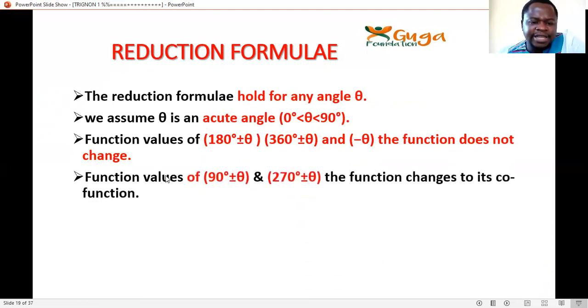And then the function values of 90 degrees plus or minus theta, or 270 minus or plus theta, the function changes to its cofunction. But note that in your syllabus, this 270 is not there. So for you, you will only work with 90 minus or plus, and that way sine will change to cos, and cos will change to sine. And now your direction is anti-clockwise. It's anti-clockwise for the reduction formula.